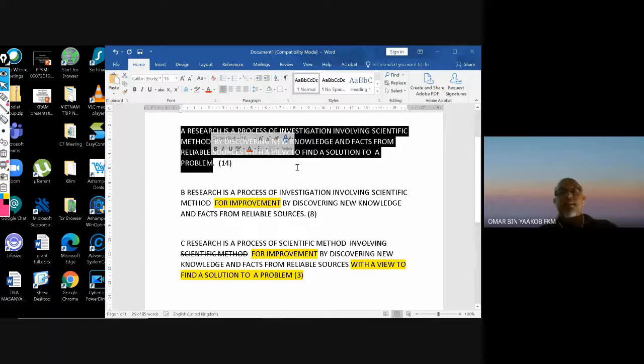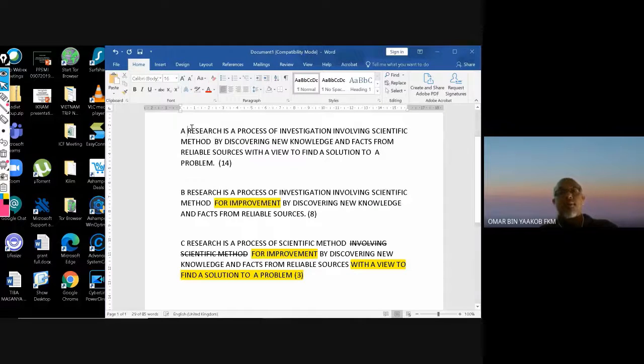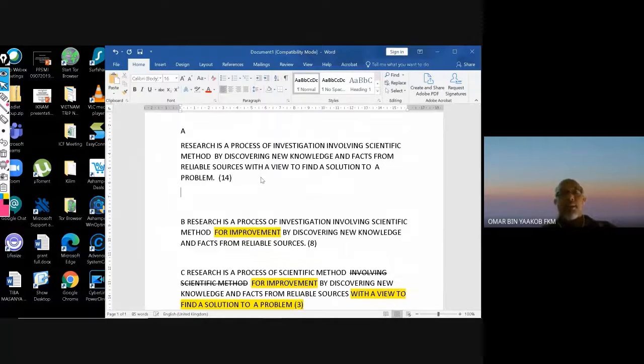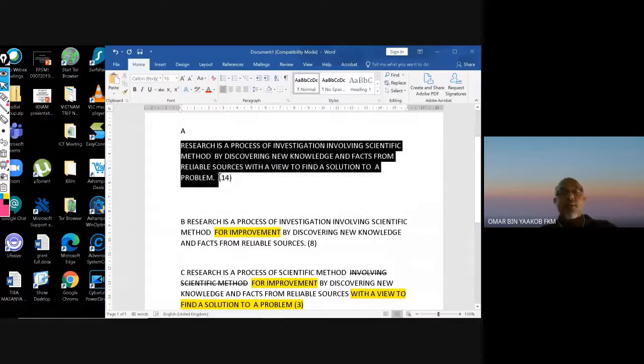Okay, sorry, this is not a research, it's A. Research is a process of investigation involving scientific method by discovering new knowledge and facts from the universal sources with you to find solution to a problem. I think I want to stop the discussion now because we have covered most of the things that are supposed to be there. But it's okay. As I said, this is your own definition.